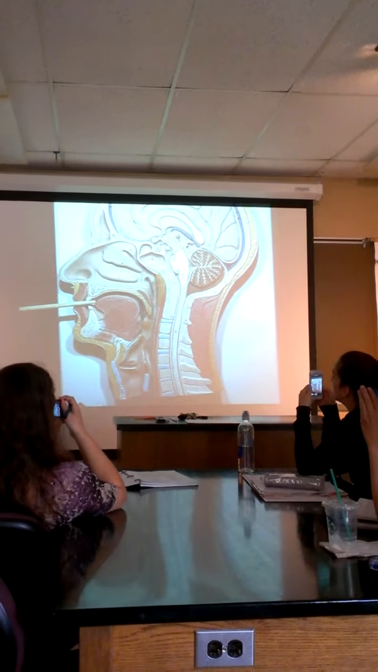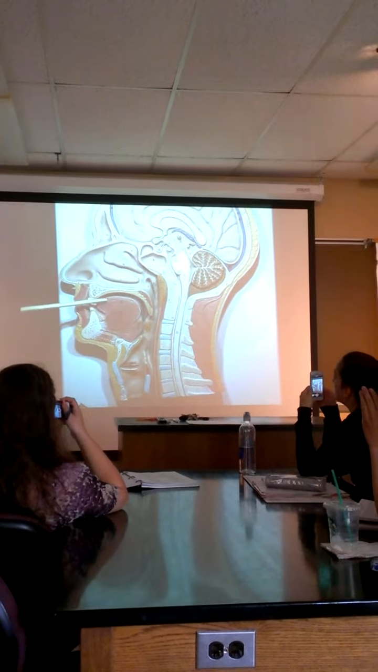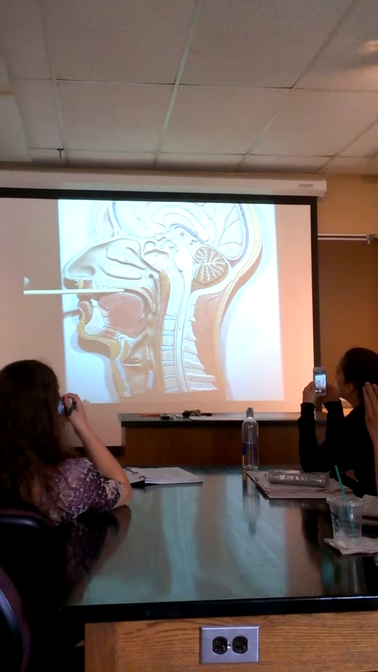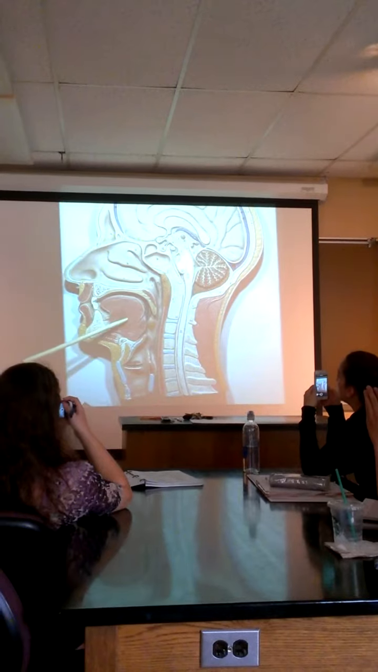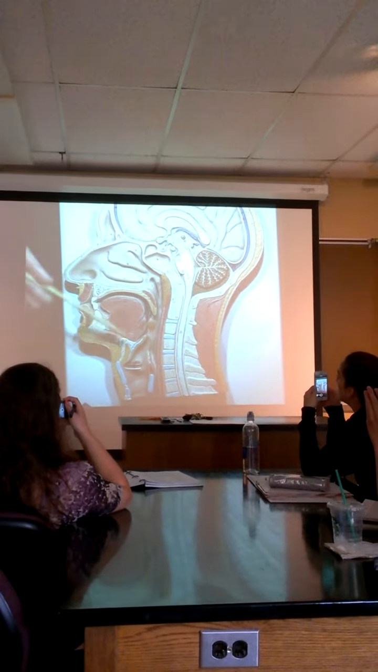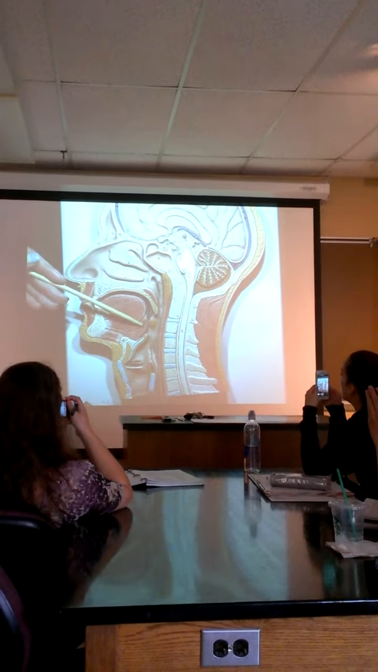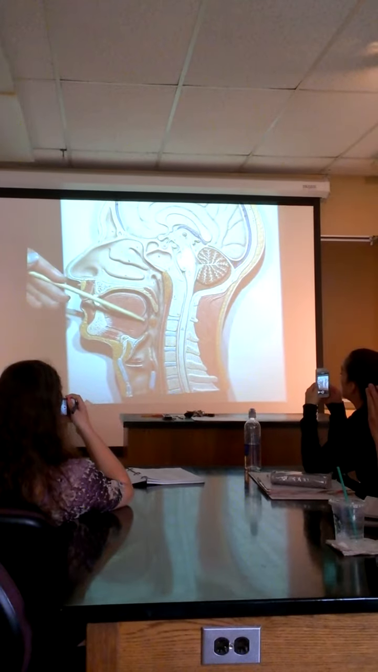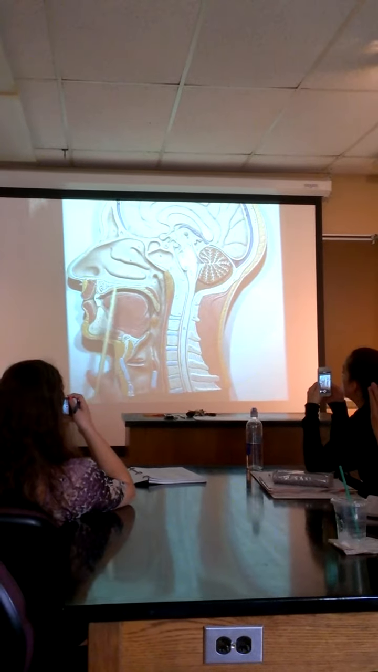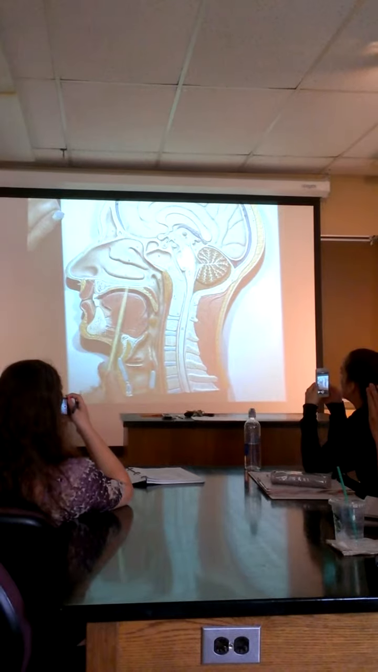Your mouth is right there. The oral cavity is the hole in your mouth, so your big mouth space. Your tongue is the big thing right here. And then the lingual tonsils, that's this piece kind of sticking off the back of the tongue. That's the lingual tonsil. The palate is the roof of your mouth.